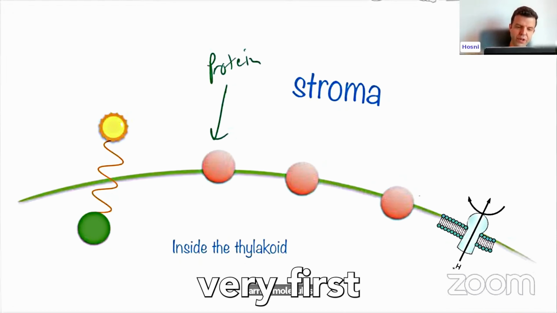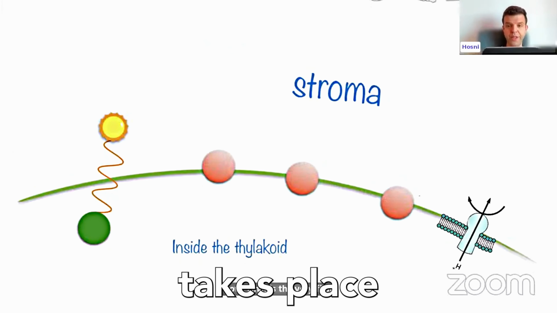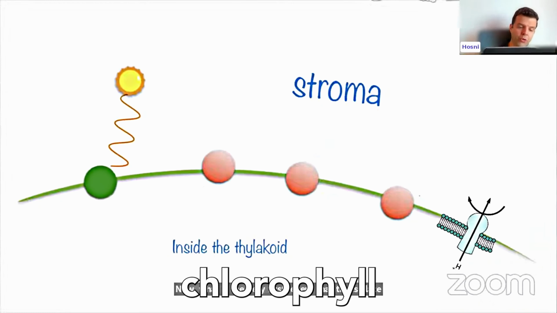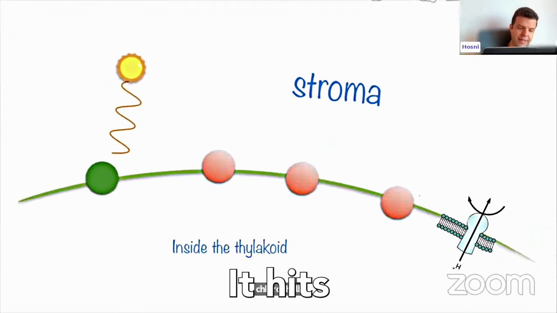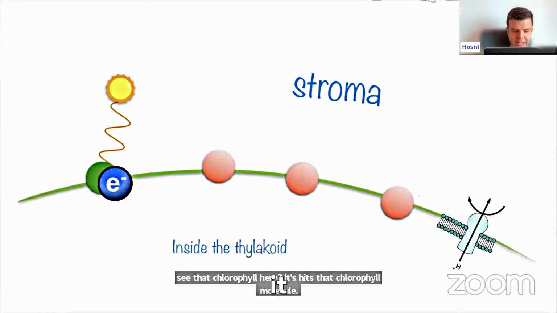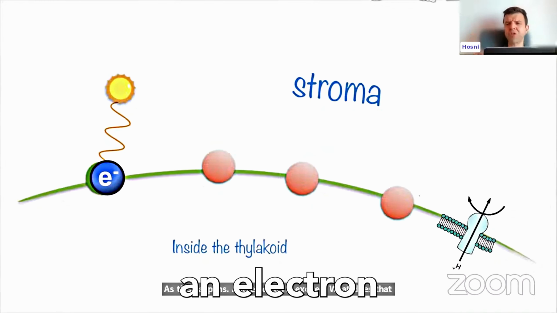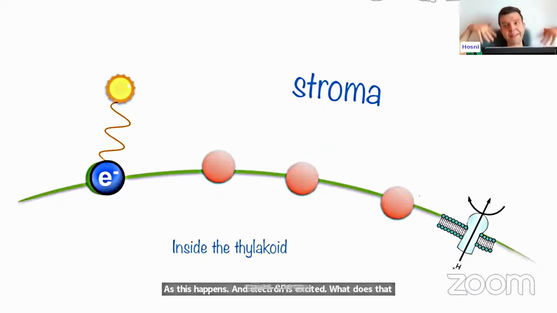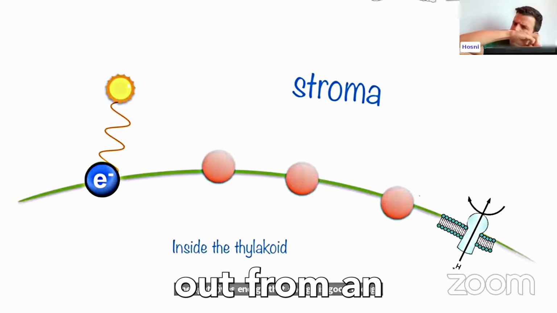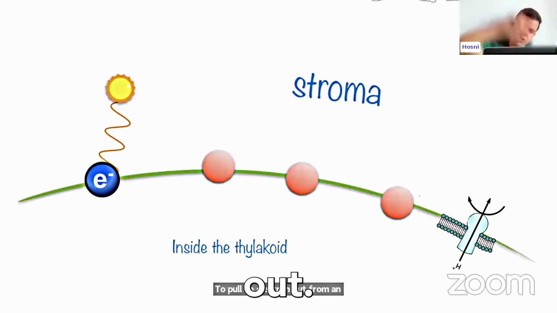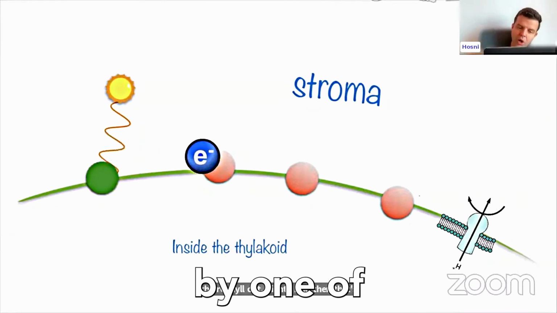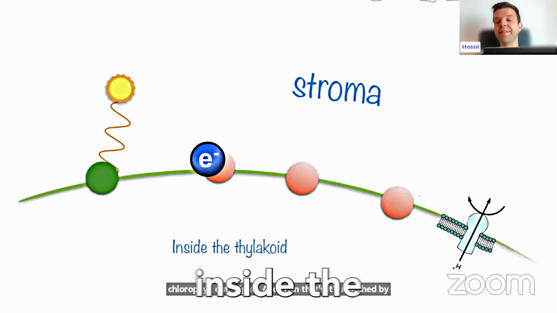Now, what is the very first event that takes place right here? The first event is that the light hits that chlorophyll molecule. See that chlorophyll here? It hits that chlorophyll molecule. As this happens, an electron is excited. What does it mean when I say an electron gets excited? It means the light gives energy. That energy is good enough to pull an electron out from an atom inside that chlorophyll, and then that electron is matched by one of those proteins inside the membrane.